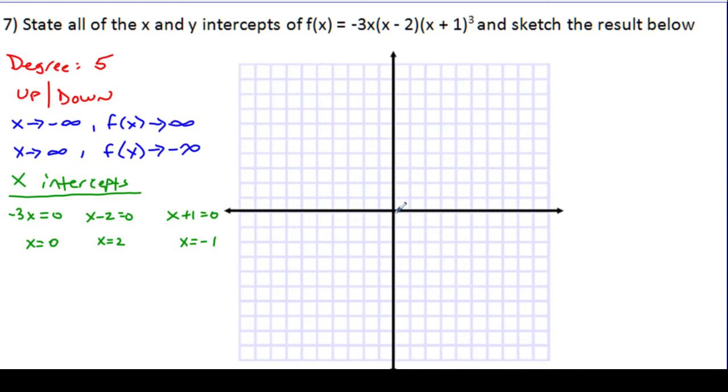Okay, so I have 3 zeros. I have one at the origin, that's x equals 0. I have one at 2, and I have one at negative 1.